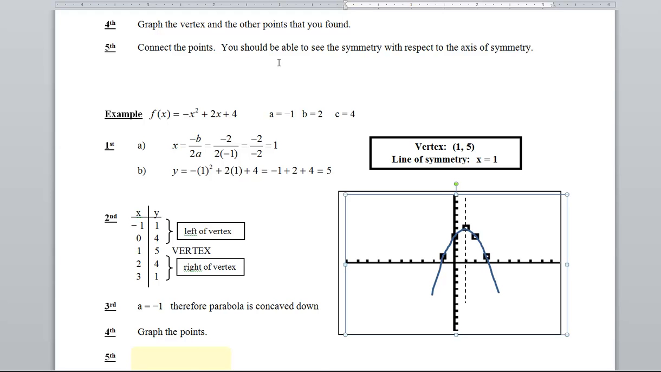So I did step 5. So let me go ahead and get rid of that because I connected my points. Notice this is my line of symmetry or axis of symmetry. If you'll notice, what's on the right is on the left. Okay? And that's all there is to it.